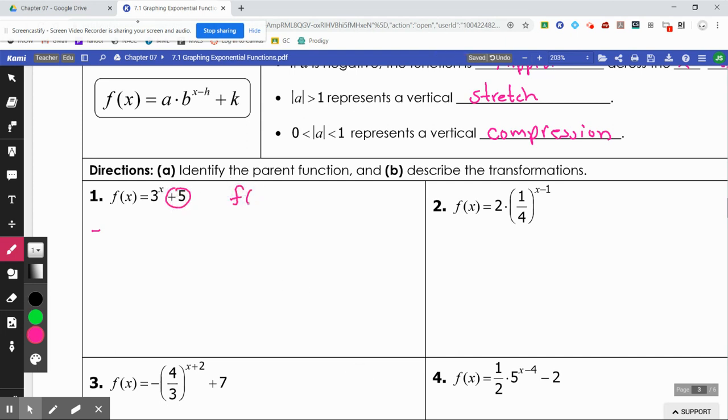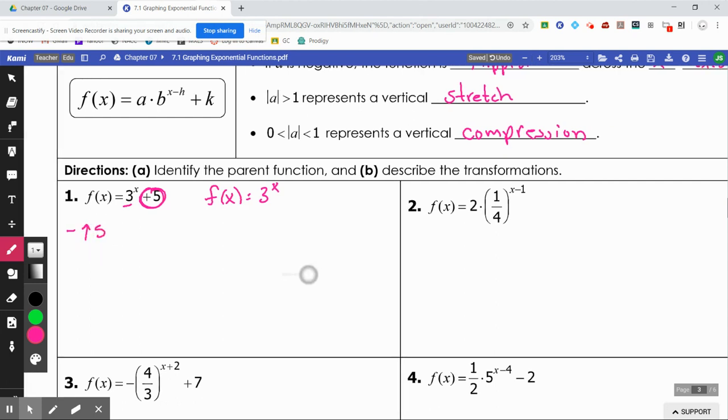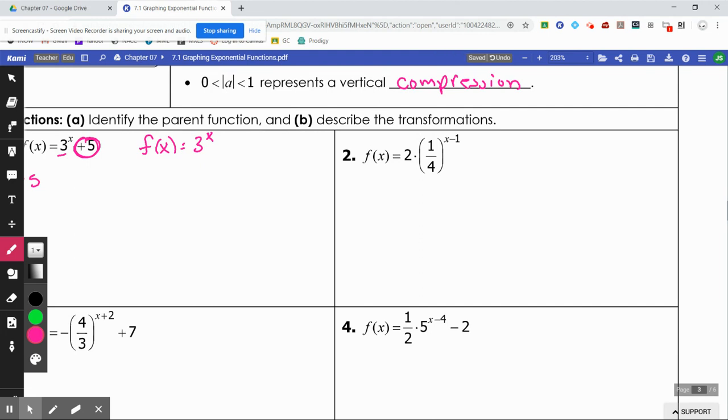Now the parent function, f of x equals, now this number right here is part of your parent function. Your parent function is y equals this number to the x power. Now from that parent function, the only thing that's going to happen is your graph is going to be shifted up 5 units.